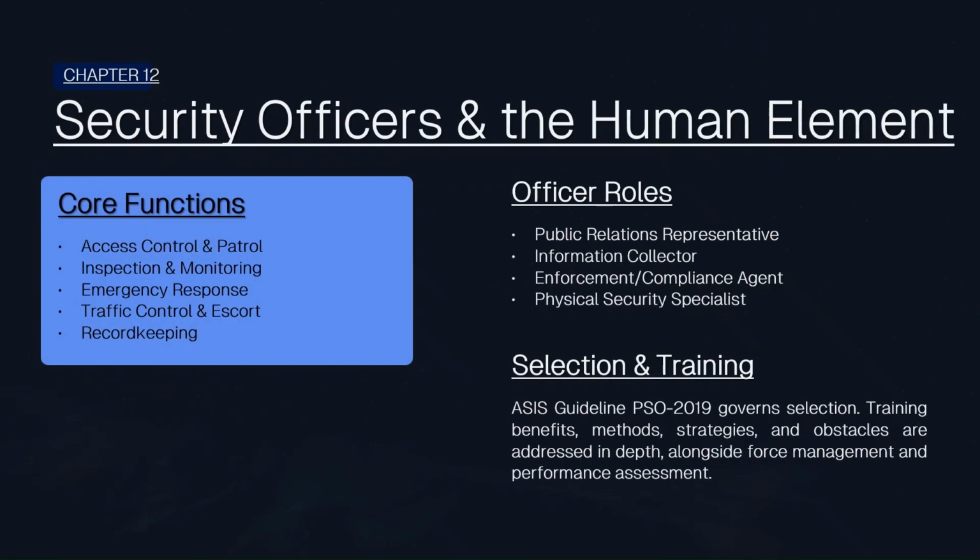While technology and infrastructure are critical, the human element remains central to physical security. Security officers perform a wide range of core functions, including access control, patrol operations, inspection and monitoring, emergency response, traffic control, and escort duties. Their presence not only provides real-time response capability, but also serves as a strong deterrent against potential threats. Within a professional security program, several officer roles may exist. These can include shift supervisors, contract officers, environmental or compliance officers, and specialized physical security personnel.